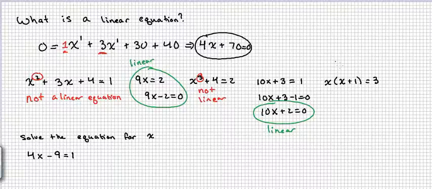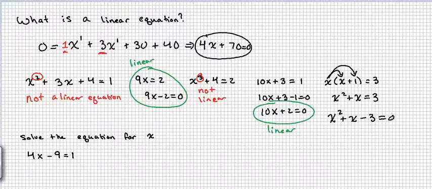Okay, this one over here. Well, first what we're going to do is we're going to distribute this x here. This will be x squared plus x is equal to 3. We're going to take that 3 to the other side. x squared plus x minus 3 is equal to 0. And that is squared, bigger than 1, so this is not linear.